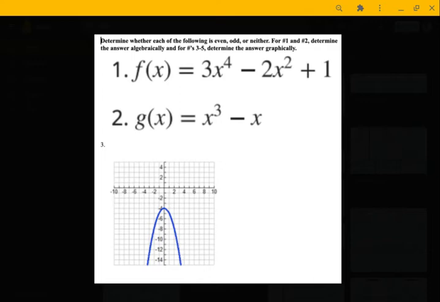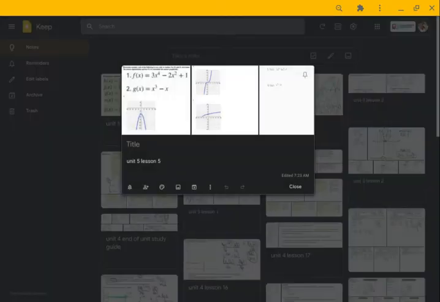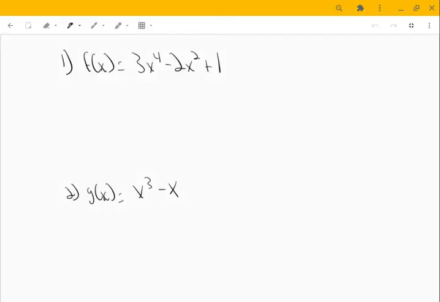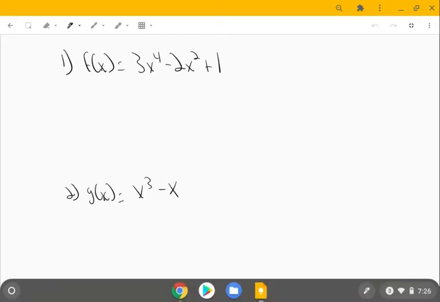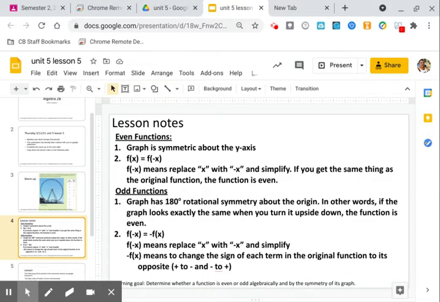So for number 1, when we want to determine it algebraically, the first thing we're going to check is whether it's even or not. If it is even, then we're done. If it's not even, then we'll check whether it's odd or not. I put these functions over here so that I'll have a little more room. Let's go back to the lesson notes.